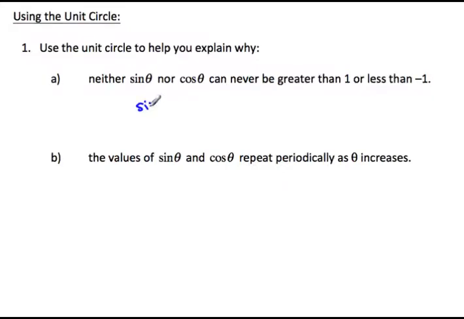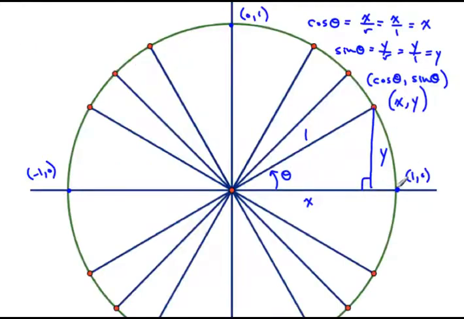So sine theta is equal to the y value on the unit circle, and the y value on the unit circle is always between 1 and negative 1. And cos theta is equal to the x value on the unit circle, and it's also always between negative 1 and positive 1.